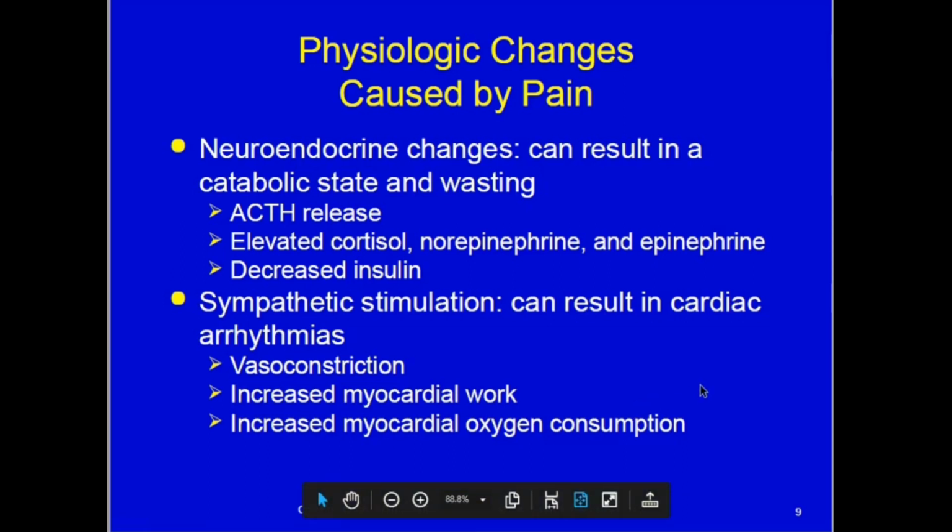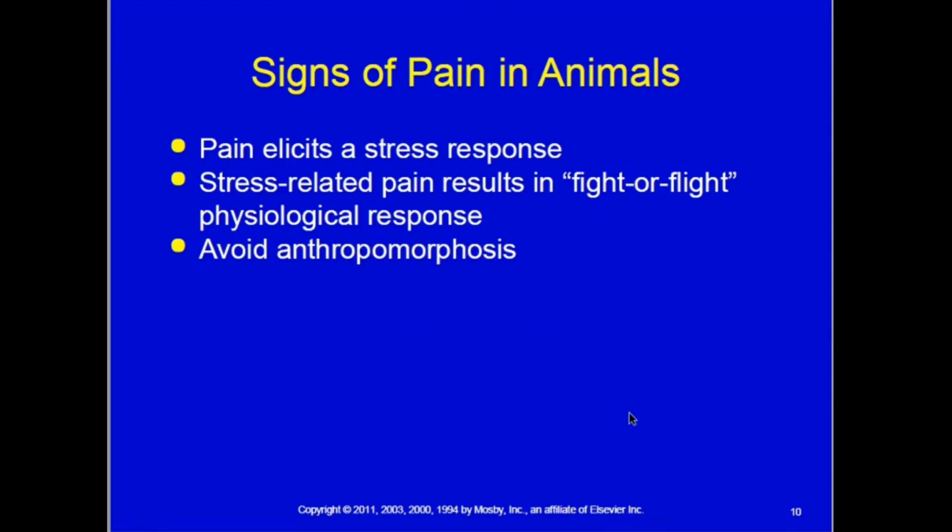There will be sympathetic stimulation and it can lead to cardiac arrhythmias. For example, there may be tachycardia due to pain. If pain is very severe, the patient may have other arrhythmias like ventricular tachycardia, atrial fibrillation, atrial flutter, etc. These cardiac arrhythmias may cause vasoconstriction, increased myocardial work and increased myocardial oxygen consumption, and it may also lead to acute myocardial infarction.